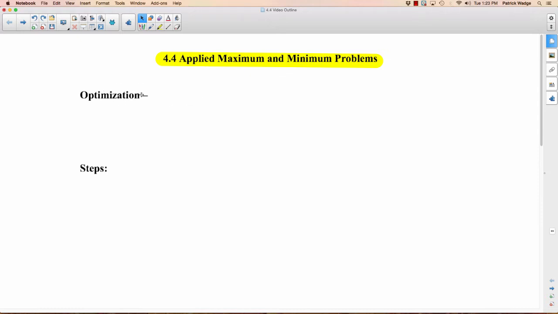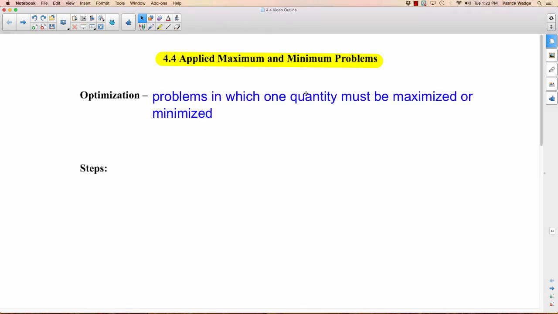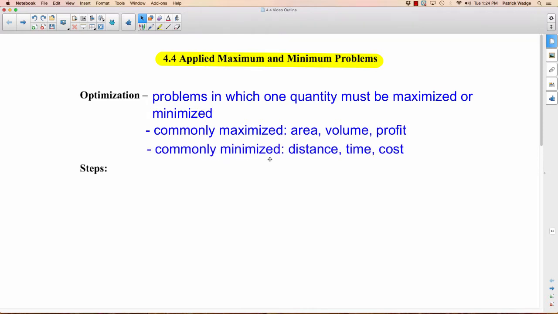So when you optimize something, what are you doing? You're making it as good as possible, right? So in terms of calculus, optimization refers to problems in which one quantity must be maximized or minimized. Things that are commonly maximized are things like area or volume or profit. Things that are commonly minimized are things like distance, time, and cost.